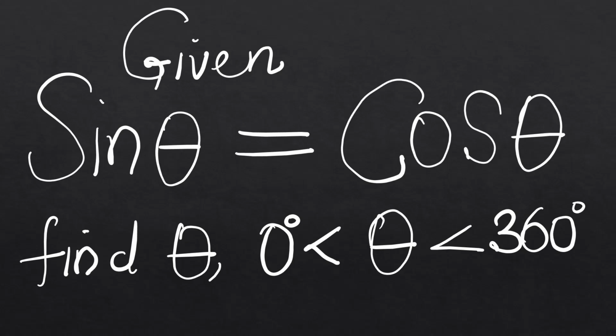Given that sin theta is equal to cos theta, find theta for theta is an angle which is less than 360 degrees and greater than 0 degree. So this is under quadrant and trigonometry. What we are going to do is to start with the given equation: sin theta is equal to cos theta.